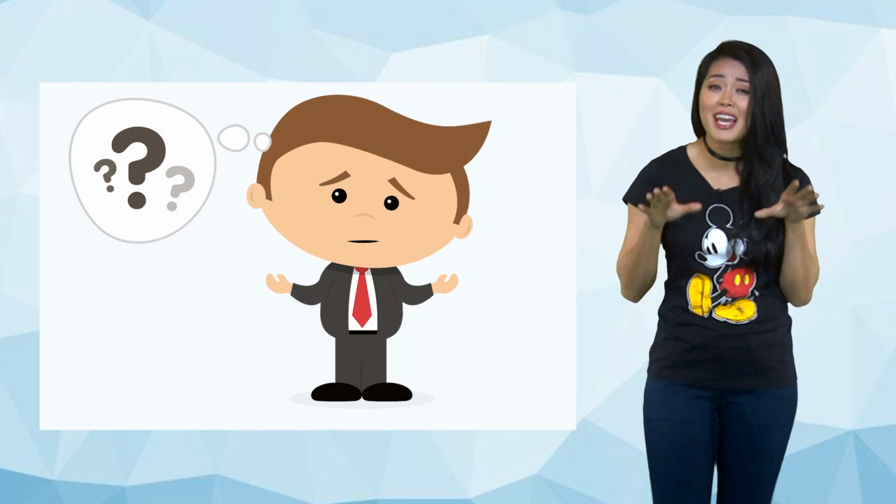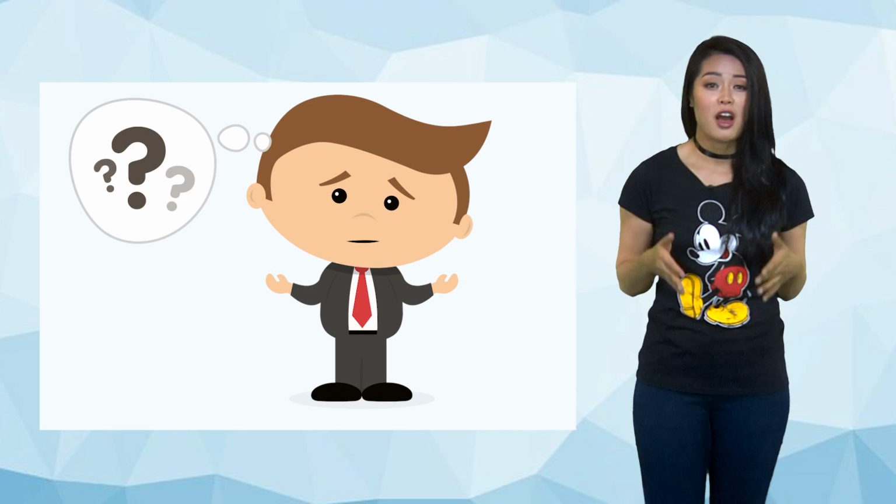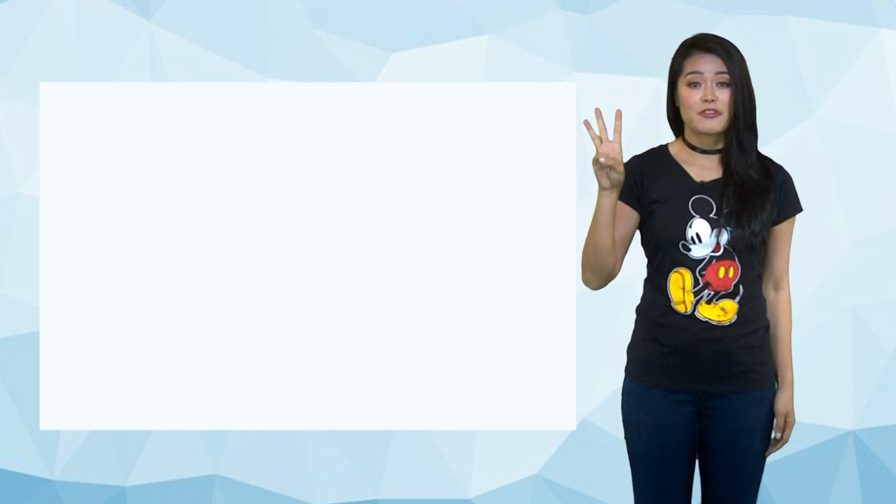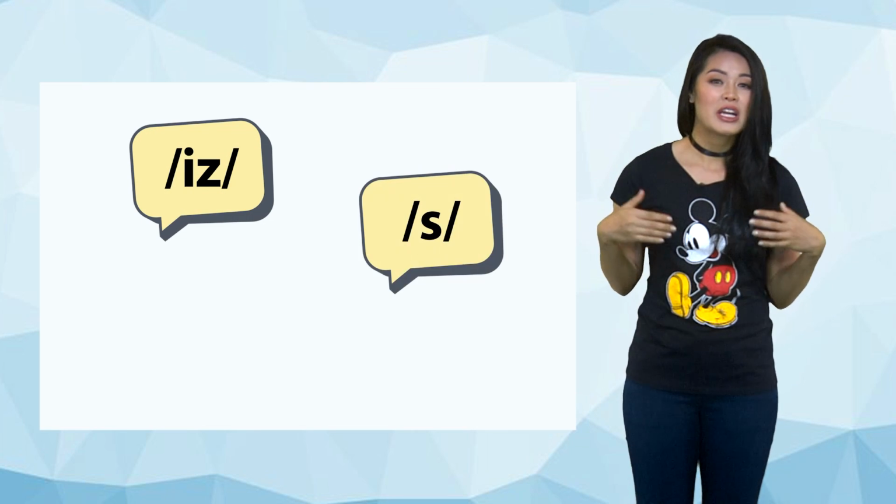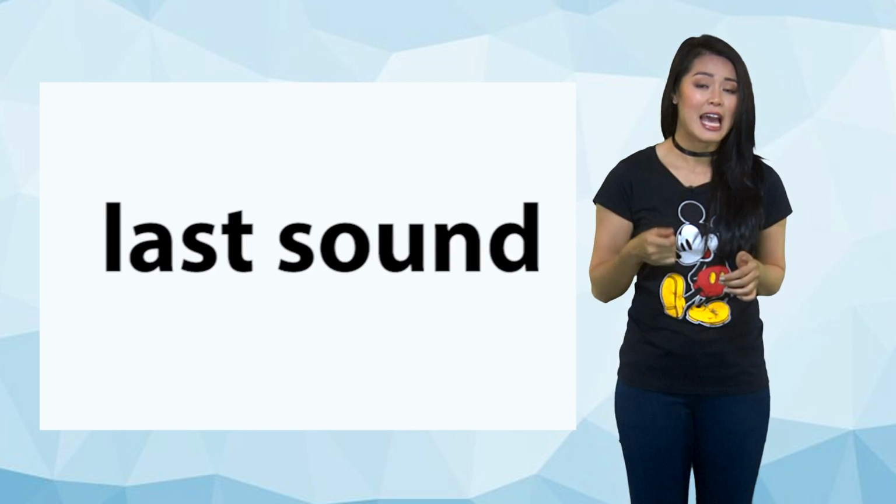However, the pronunciation of final S is one of the most confusing ending sounds for non-native speakers because it can be pronounced in three different ways, as iz, s, or z. This causes problems for learners because the three ways of pronouncing depend on the last sound of the word.